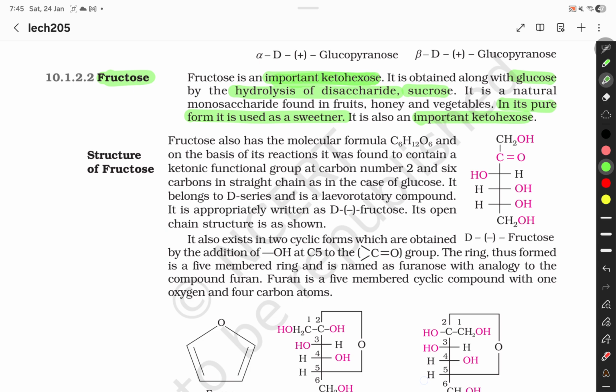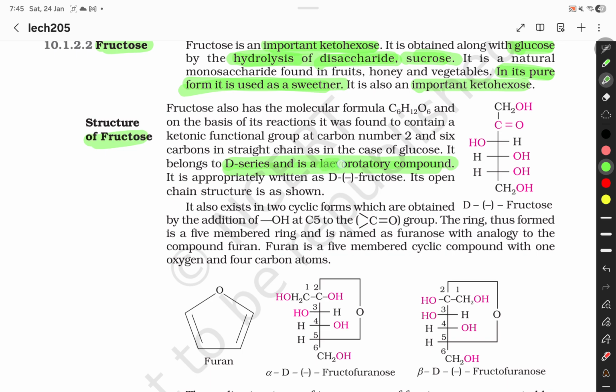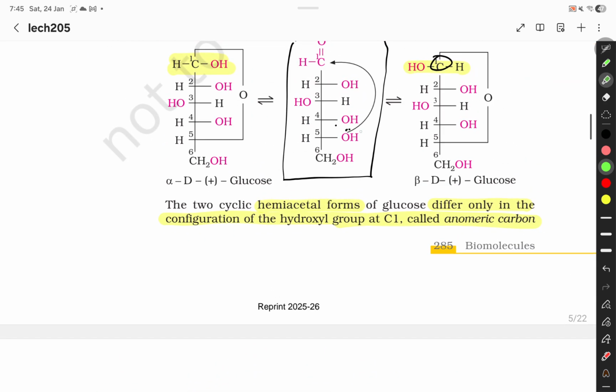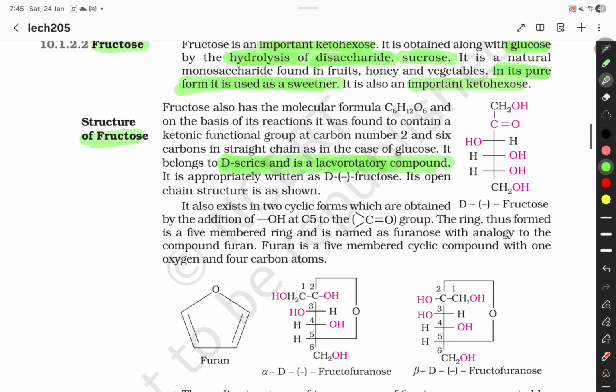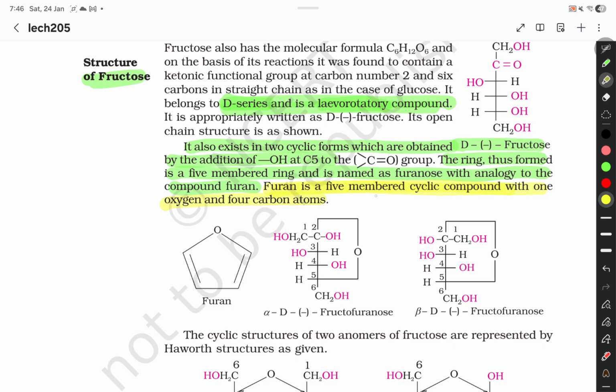Fructose is, however, an important ketohexose. It's obtained by the hydrolysis of the disaccharide sucrose. In its pure form, it's used as a sweetener. Fructose is majorly a laboratory compound. It's found experimentally and it belongs to the D series, which means it looks somewhat like this. I'm telling you, mug the structure of fructose. Similarly to glucose, we have two OH on the right, then one left, then C double bond O, then your primary alcohol. This is nothing but the furanose structure of fructose, which is called fructofuranose.